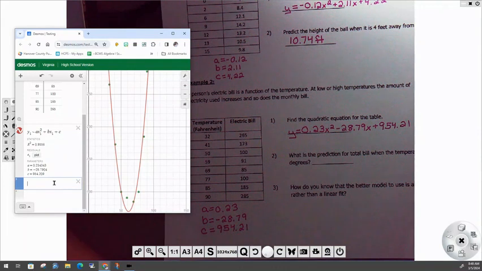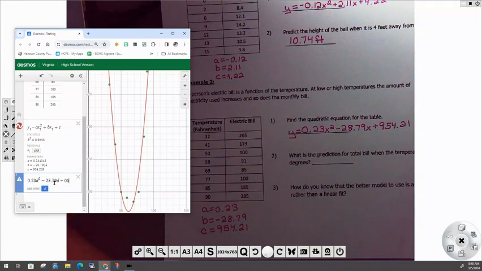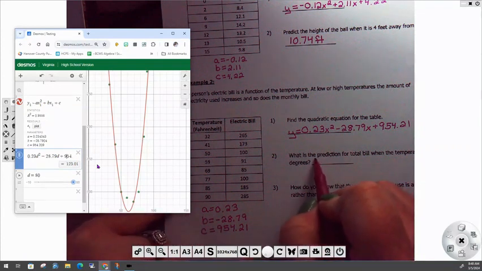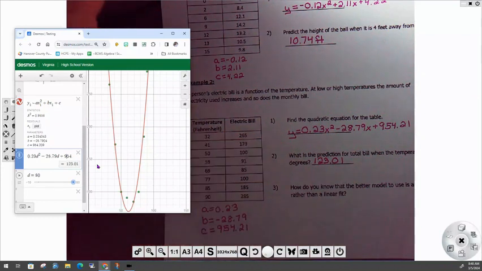So let's come down here. We're going to say 0.23d squared minus 28.79d plus 954.21. And of course, D is going to be 80 degrees. Oh, that was wrong. It should have been a 9, not a 0. There we go. All right, so our bill is going to be 123.01.